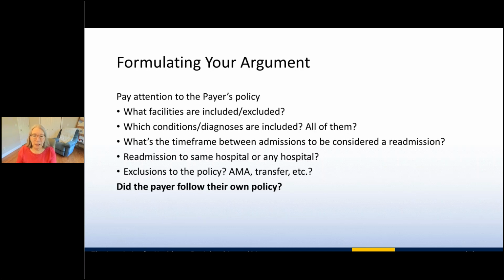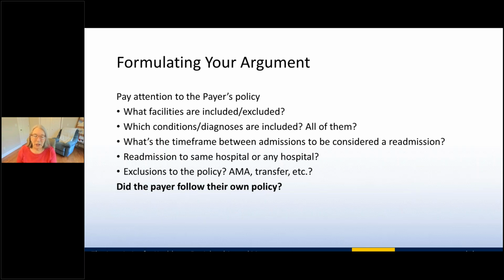Okay, so formulating your argument in your appeal, pay attention to the payer's policy. I've said that many times already. They may include or exclude certain facilities. They may include or exclude certain conditions or diagnoses from their readmission policy. I've seen different time frames for readmissions. I've seen readmissions for 14 days, 30 days.